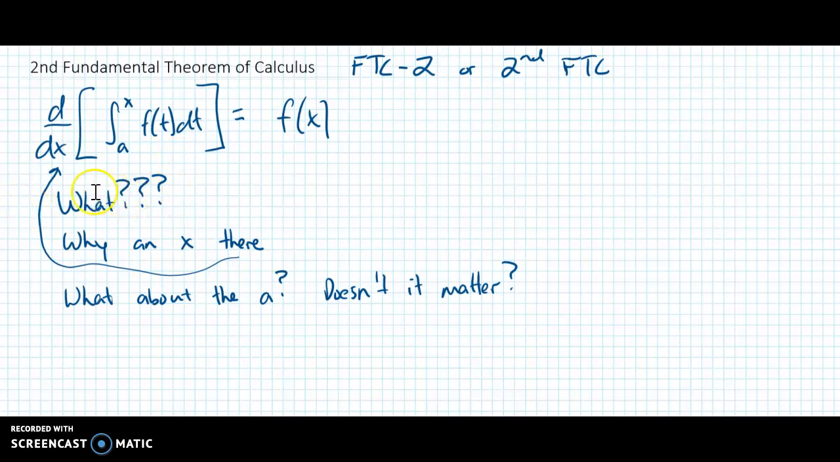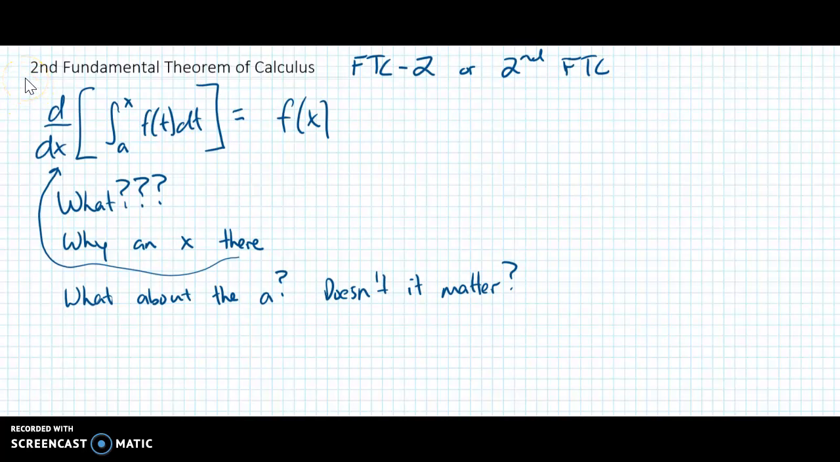There are some frequent responses that I see when people see this. What? Doesn't make any sense. Why is there an x here? Doesn't make any sense. And then what about the a? What about this a right here? This a here, it doesn't show up there. Why doesn't it matter? That doesn't make any sense. So hopefully with what I do here, I'll address all three of these.